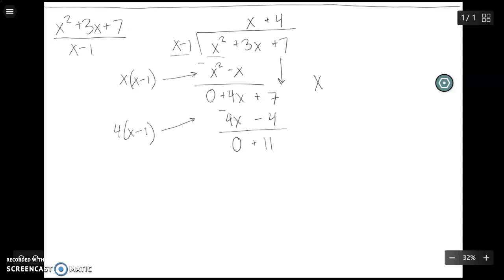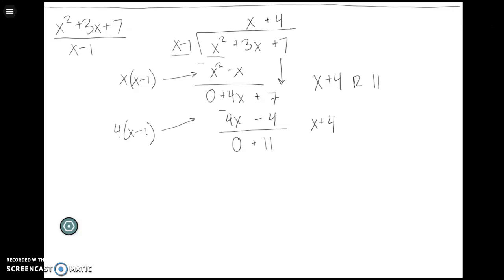So the quotient that I got is x plus 4, which is what you get when you divide x squared plus 3x plus 7 by x minus 1. And I still have this remainder. So I'm going to write it as just a remainder 11 right now. Now a better way to write this would be to say, okay, I divided it, I got x plus 4, but I still have this extra 11 that still needs to be divided by x minus 1. Don't really have a way of doing that division, but I know that this is true.